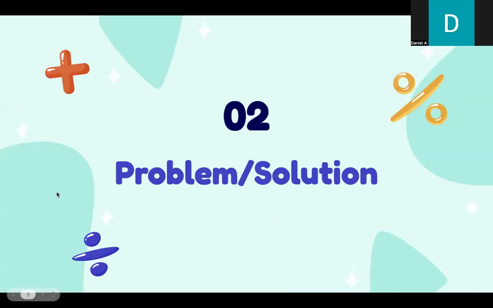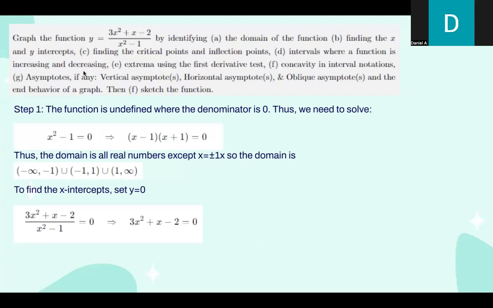So we are going to go over the problem that was provided in the prompt. Take the function y = (3x² + x − 2)/(x² − 1), and identify: A, the domain of the function; B, the x and y intercepts; C, the critical points and inflection points; D, intervals where the function is increasing and decreasing; E, extrema using the first derivative test; F, concavity with interval notation; G, asymptotes, if any: vertical, horizontal, and oblique asymptotes, and the end behavior of the graph. Then sketch the function.